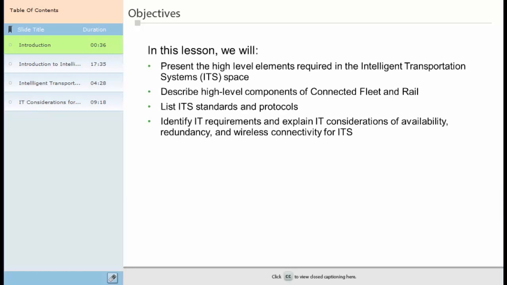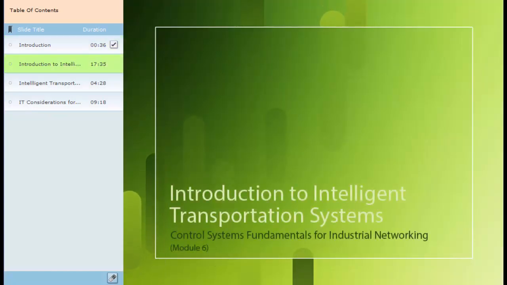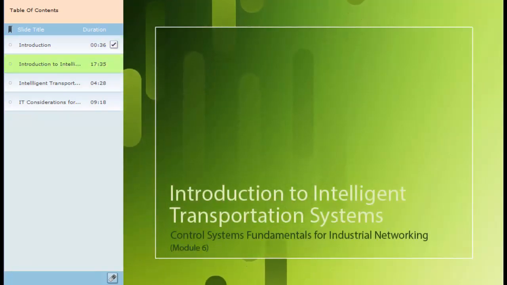In this lesson, we will present the high-level elements required in the Intelligent Transportation Systems or ITS space, describe high-level components of connected fleet and rail, list ITS standards and protocols, identify IT requirements and explain IT considerations of availability, redundancy, and wireless connectivity for ITS. In this lesson, we will present an overview of the Intelligent Transportation Systems space.